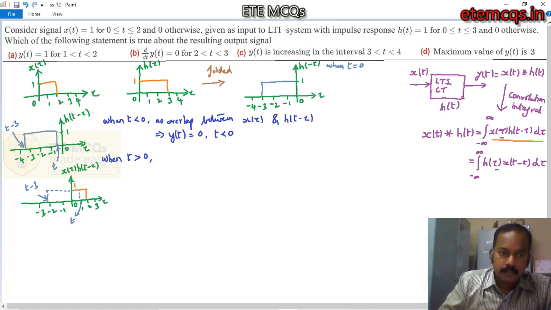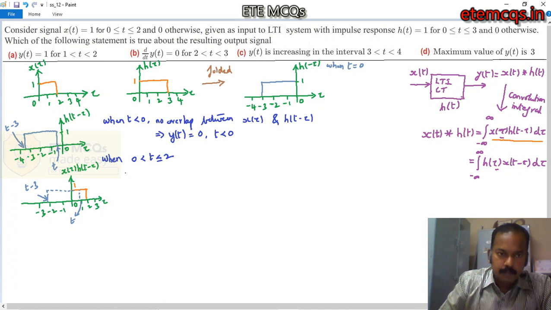So the region of overlap varies. Instead of saying t greater than 0, it will be precise if we say that t is between 0 and 2, because x of tau is kept stationary. We just roll over h of t minus tau to identify the region of overlap. Based on the area of overlap, the output is produced. So this is the range we take into consideration: t between 0 and 2.